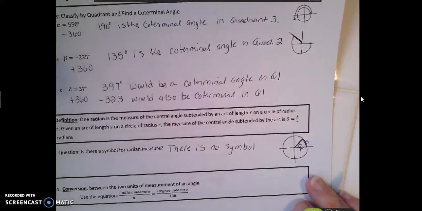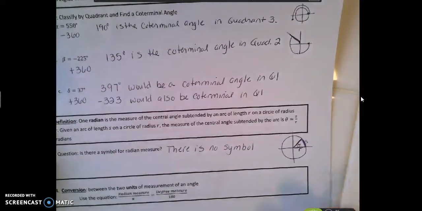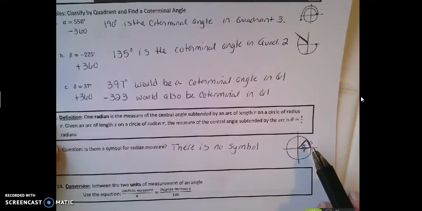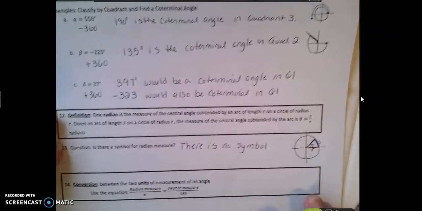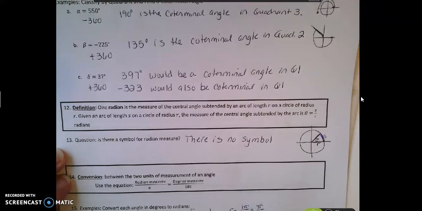Again, theta is the radian measure, that's what we're looking for, and R is the radius of the circle, which in most of our cases is going to be 1, and S is the arc that is formed. There is no symbol for radians. So if you've got an angle measure and there's no degree symbol next to it, then we assume it's radians.